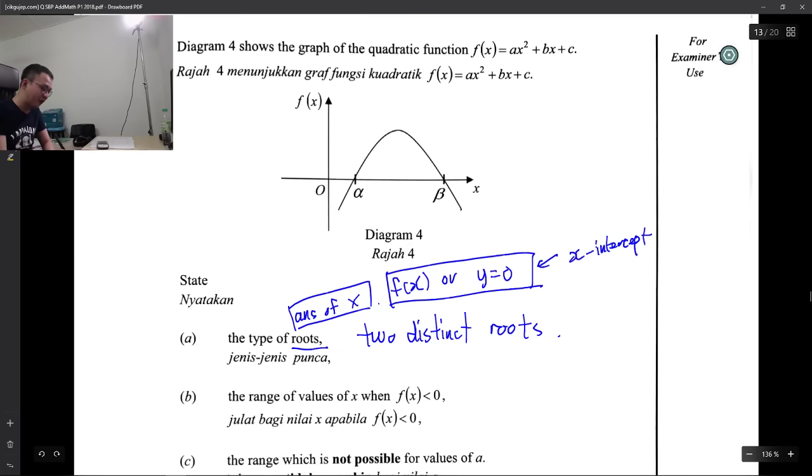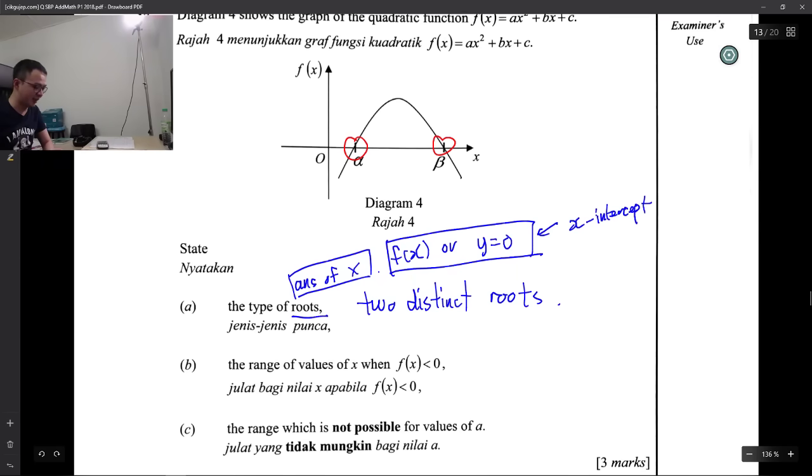So therefore, if my x-intercept over here has two different answers, that means it's two distinct roots. So I hope you can understand. Find the range of x when f(x) is less than 0. This is f(x) equal to 0, which is the x-axis. When less than 0, it means going below here.